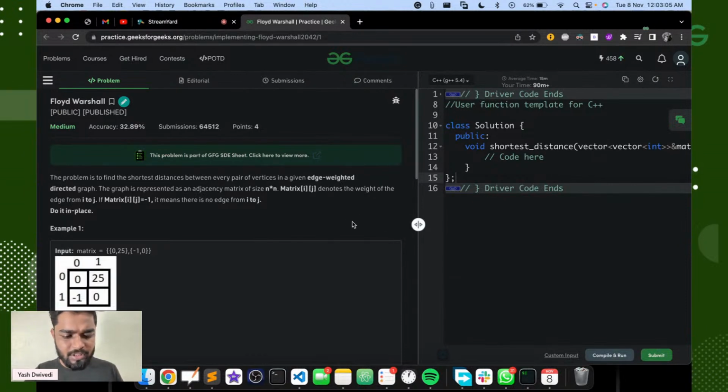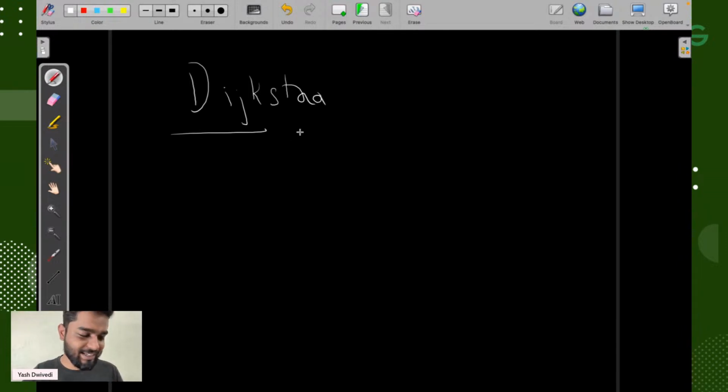How many of you know about the algorithm known as Dijkstra algorithm? Do you know about Dijkstra algorithm? Yes or no? Definitely yes. Now what is Dijkstra algorithm? Dijkstra algorithm is nothing but single source shortest path, right? Correct? You can give me a +1.